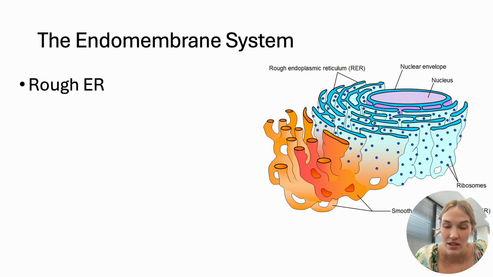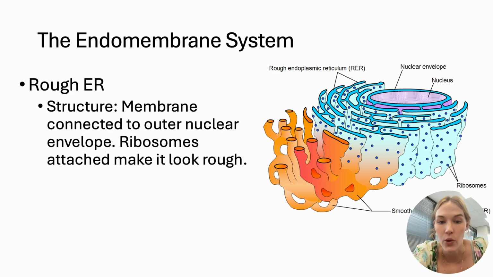And we have two types. We have rough ER, which is going to be connected to the nuclear envelope. And you can see on these purple dots, these are representing ribosomes. So ribosomes are directly connected to the rough ER. So sometimes you'll hear people say that the rough ER makes proteins, and that's not totally accurate. The thing that's making the protein is the ribosome, but the ribosome is connected to the rough ER, making it look rough.